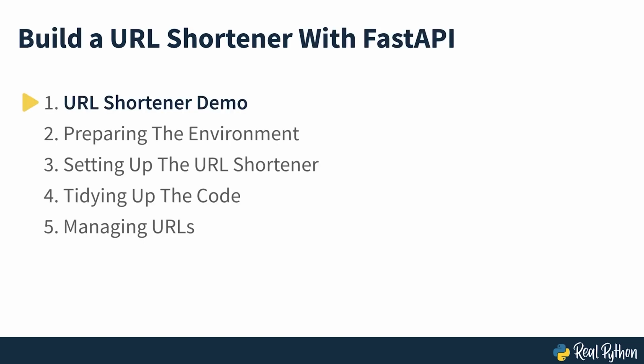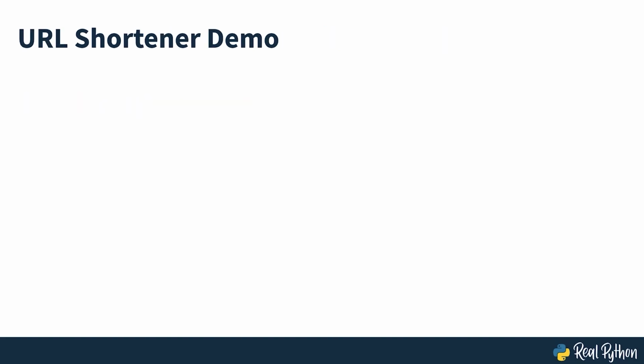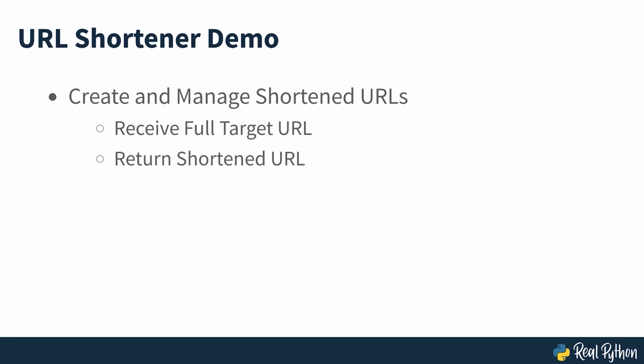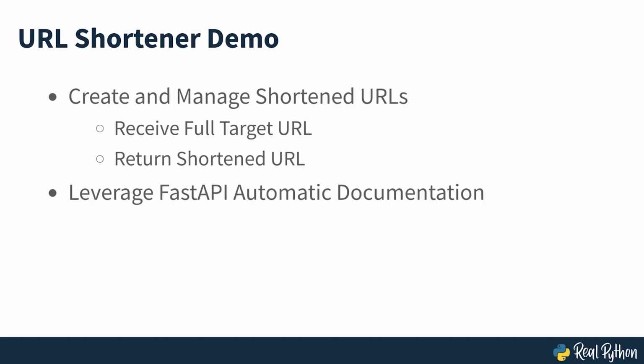Python URL Shortener Demo. In this course, you'll build an API to create and manage shortened URLs. The main purpose of this API is to receive a full target URL and return a shortened URL. To try out your API endpoints, you'll leverage the documentation that FastAPI automatically creates.